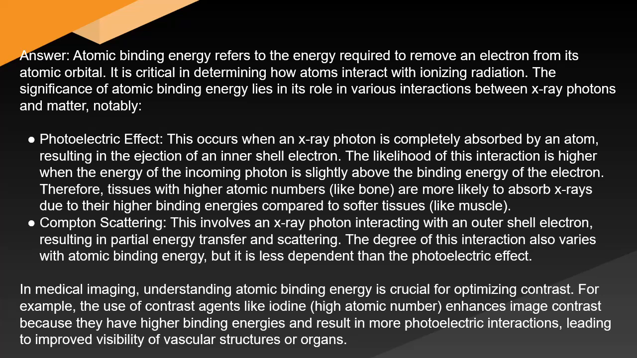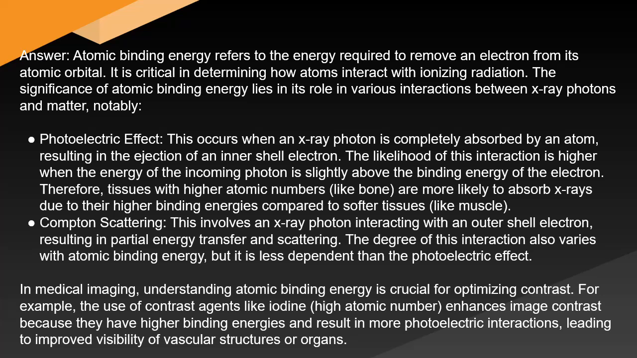The significance of atomic binding energy lies in its role in various interactions between X-ray photons and matter, notably the photoelectric effect. This occurs when an X-ray photon is completely absorbed by an atom, resulting in the ejection of an inner shell electron. The likelihood of this interaction is higher when the energy of the incoming photon is slightly above the binding energy of the electron. Therefore, tissues with higher atomic numbers, like bone, are more likely to absorb X-rays due to their higher binding energies compared to softer tissues like muscle.